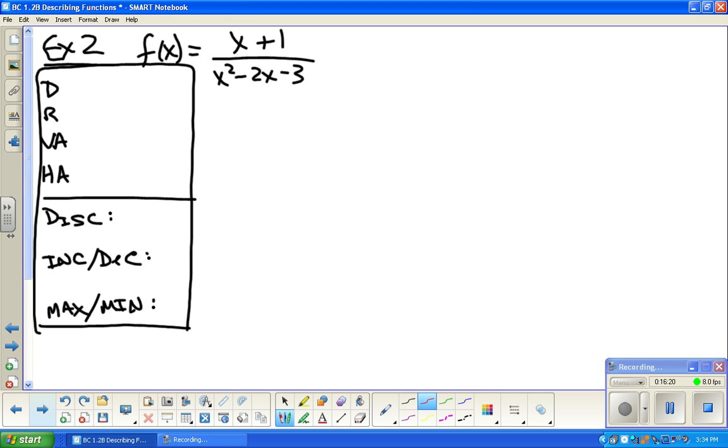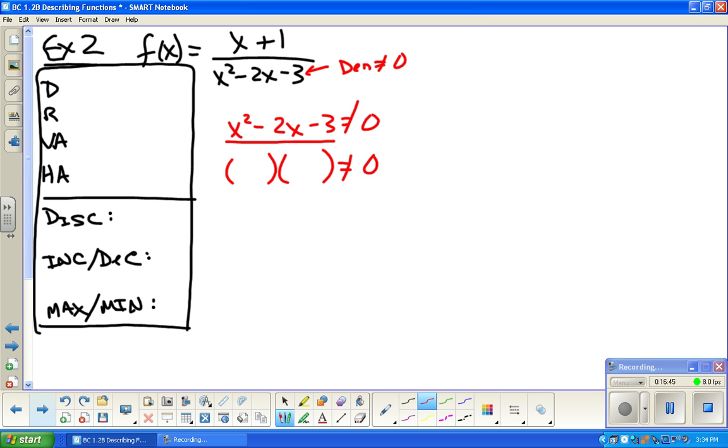But all right, quick note: domain is about x values, what x values are allowed, and as soon as you see a fraction, you need to be saying to yourself, the denominator cannot equal 0. So x squared minus 2x minus 3, when is that equal to 0? Now, if it's me, and it is, I'm going to factor that bad boy.